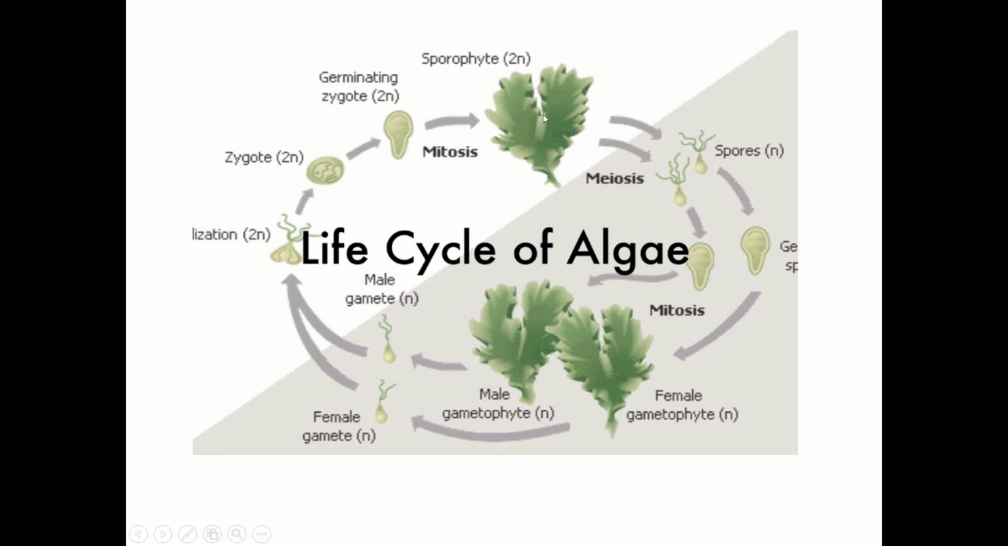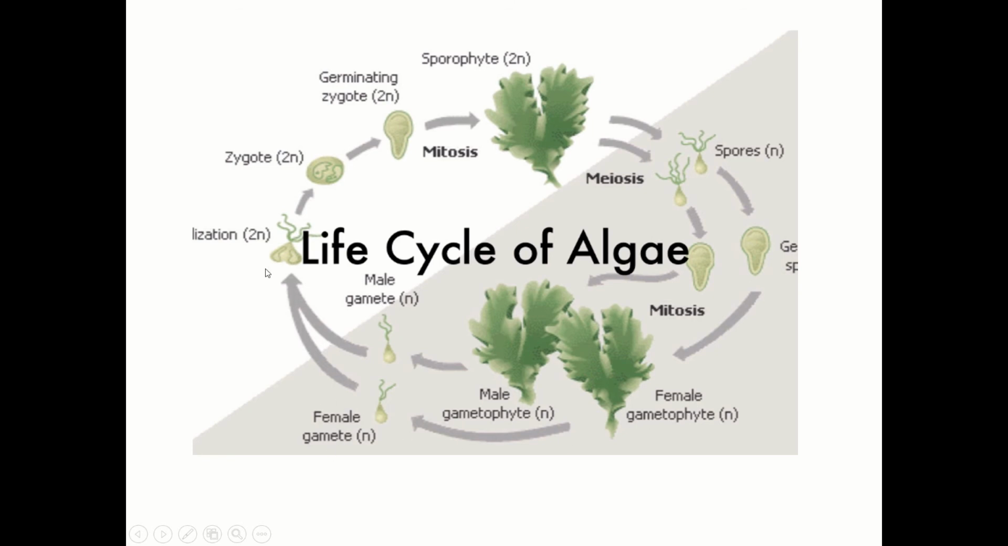The life cycle starts with the sporophyte, which is 2N, meaning it is diploid. This sporophyte undergoes meiosis and produces spores, which are n, meaning half number, or haploid spores. Now haploid spores undergo mitosis and produce the male gametophyte and the female gametophyte. The male gametophyte will produce male gametes and the female gametophyte will produce female gametes.